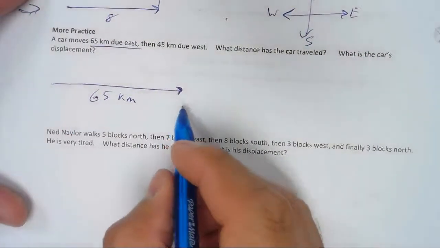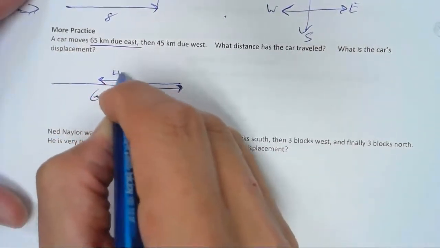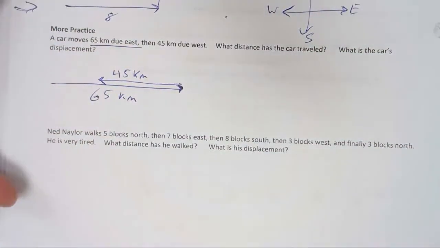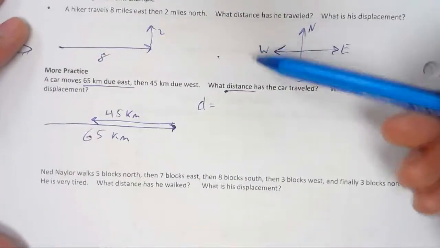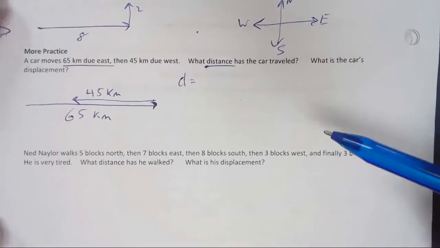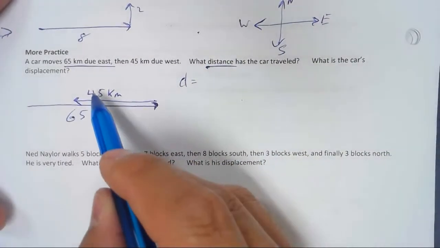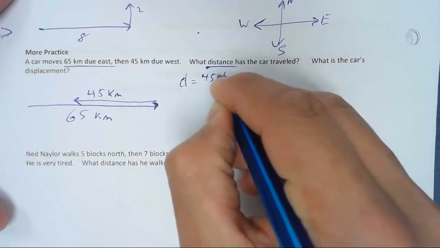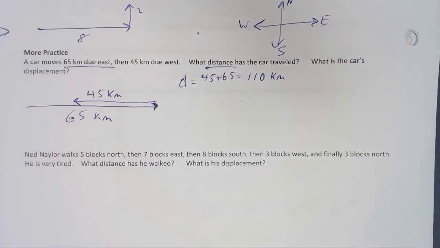So we go 65 kilometers east, and then from that point he comes back, not quite all the way, 45 kilometers due west, the other direction. As far as his distance, no matter if it's a triangle or this one or another type, for distance we just add up all the segments. Doesn't matter what they are, doesn't matter about the direction change. 45 plus 65 gives us 110 kilometers. And we don't report direction with distance, because distance is a scalar quantity after all, and we'll talk about that in the next video.